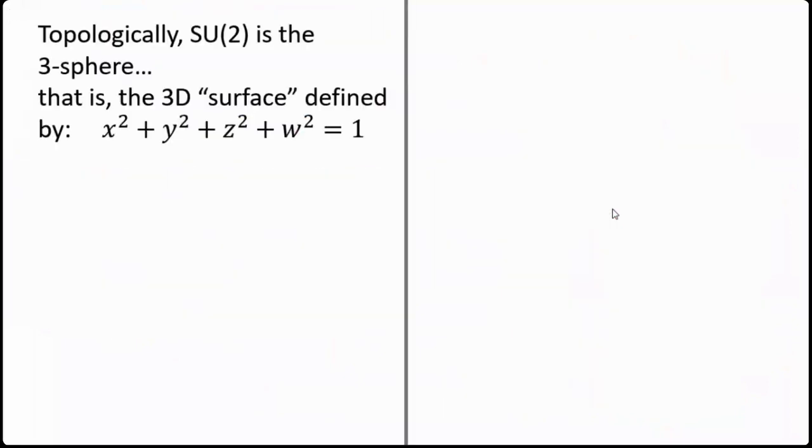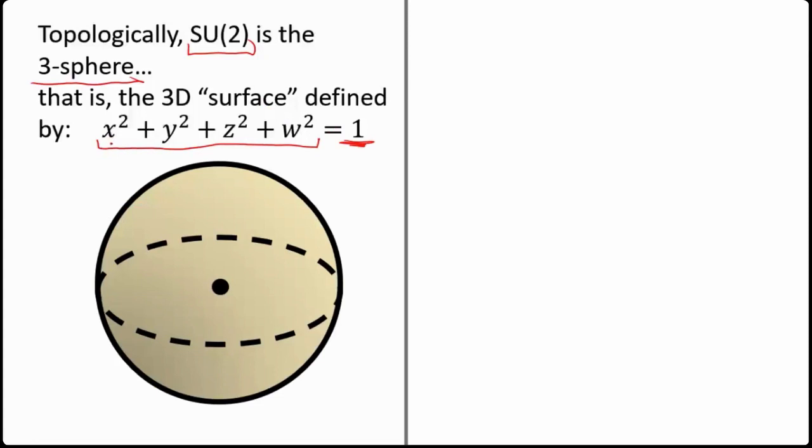The reason I bring this up is because topologically SU2 is the 3-sphere, and by that I mean it's living in 4-dimensional space with 4 variables, but with the restriction that this equation equals 1. This is a metaphorical picture. I can't really draw a 3-sphere, so I just drew a 2-sphere. But basically, a member of spin you can think of as living on the surface of a 3-sphere. All the points on the sphere are members of SU2 or spin 3.